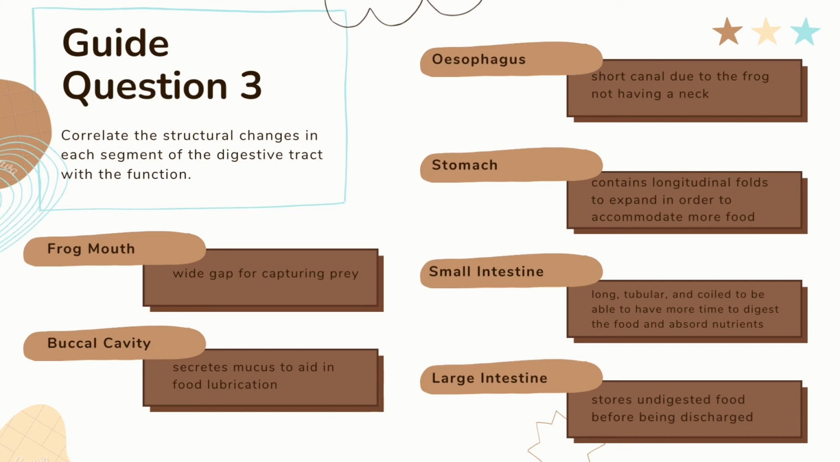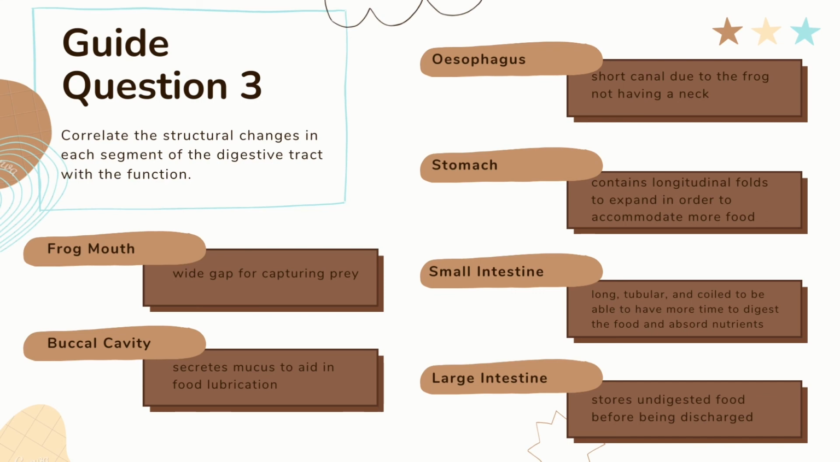For the third part, we will correlate the structural changes in each segment of the digestive tract with their functions. The frog's mouth has a wide gap for capturing prey and making sure that they don't escape. This mouth leads to the buccal cavity, which secretes mucus to aid in food lubrication down the digestive tract. The esophagus that leads to the stomach is a short canal due to the absence of a neck. And once the food is in the stomach, we can see that the lining of the organ has longitudinal folds that enable it to expand when needed to accommodate more food.